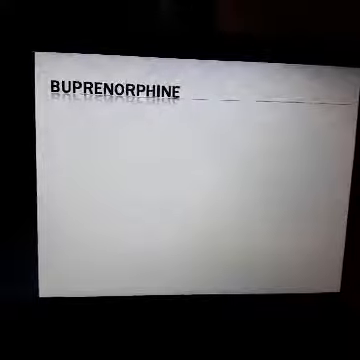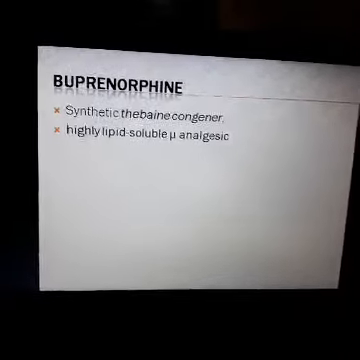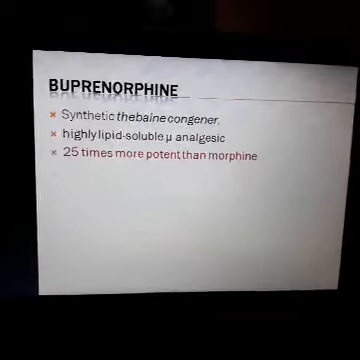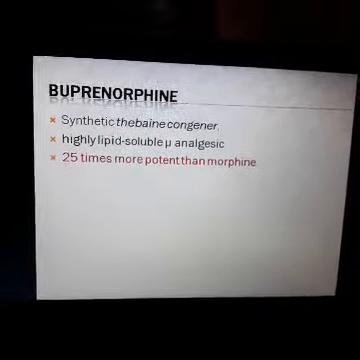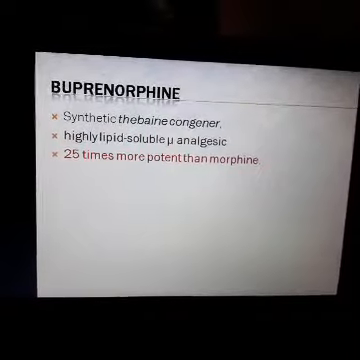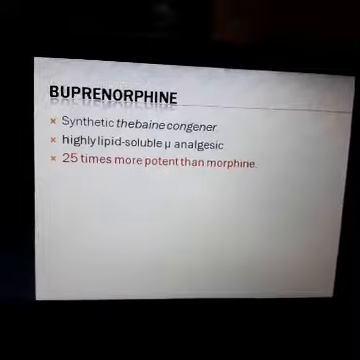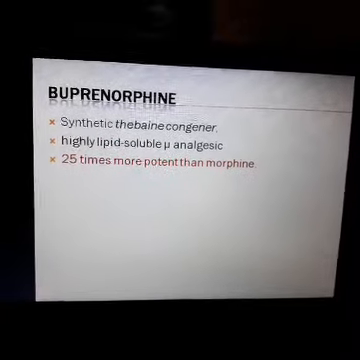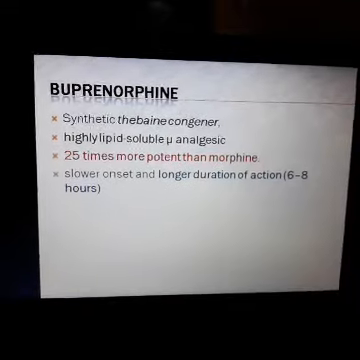Buprenorphine. It is the longest acting opioid. It is a synthetic thebaine congener, highly lipid soluble, and 25 times more potent than morphine. So buprenorphine is 25 times more potent than morphine. What is more potent than buprenorphine? That is fentanyl. Fentanyl is 80 to 100 times more potent than morphine.